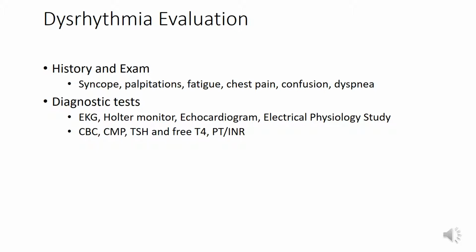As you're working up the dysrhythmias, from your history and exam, you're going to have complaints of things like syncope or palpitations or fatigue, chest pain, confusion, and dyspnea. Of course, you're going to do a complete cardiovascular exam and a neuro exam because you're looking to rule out the differentials for this. For your diagnostic test, you start with an EKG, which can be done right in clinic.